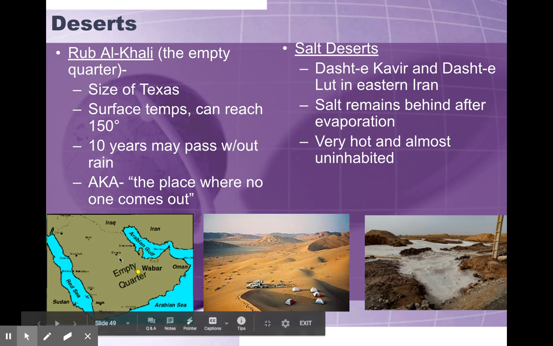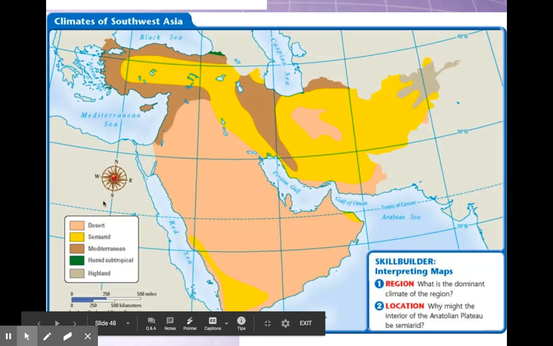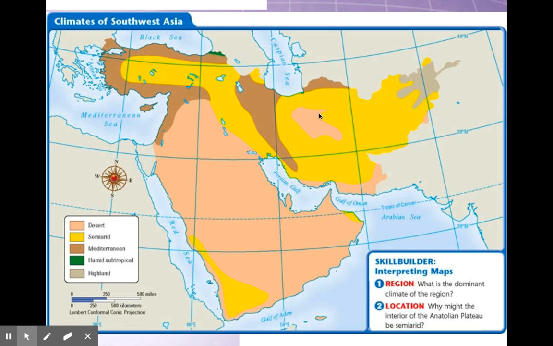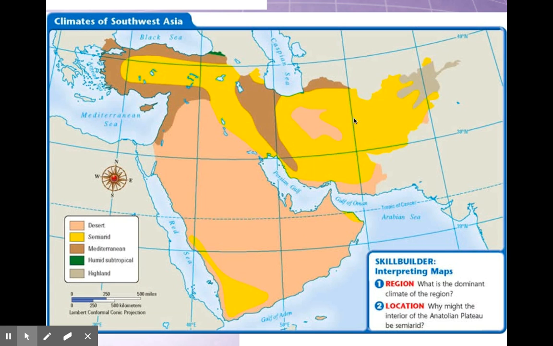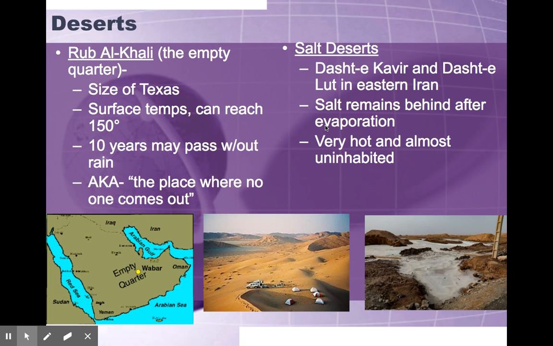And so there's deserts here. There's deserts up here. I showed you there's some deserts up here, and then a small desert out here. Then you have salt deserts. These salt deserts are in eastern Iran. That would be this one right here. These are called the Dashti Lut and the Dashti Kavir.